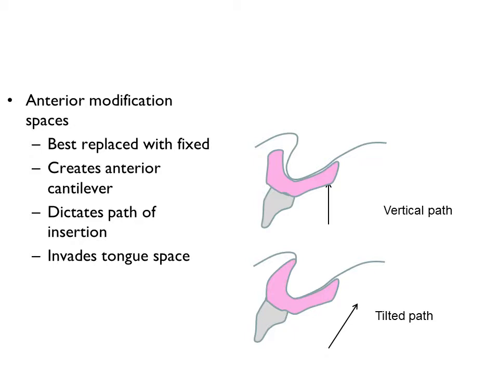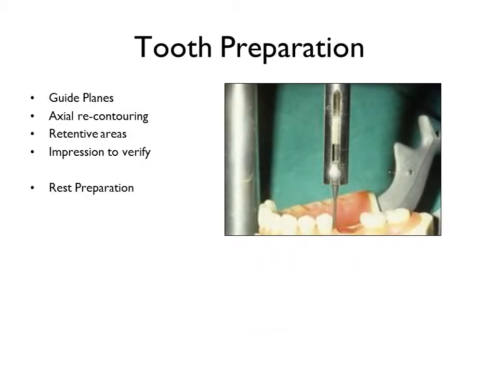the RPD to rock. The sequence of tooth preparation involves preparation of guiding planes, axial recontouring, and retentive areas, followed by an impression to verify that the contours are correct. Once verified, rest seats may be prepared.